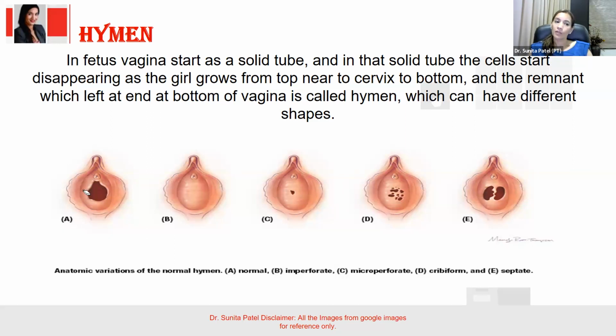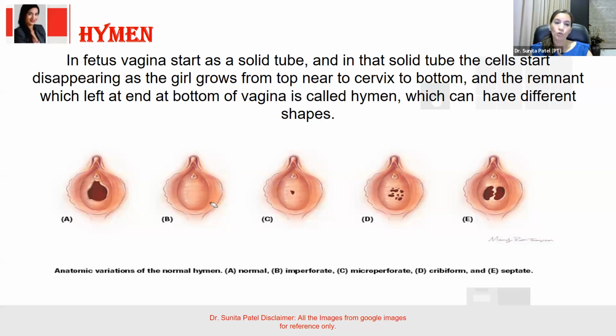With this kind of vagina, when the hymen is spread to the sides, it will not give her pain during penetration, and first-time sex or first-time penetration will not be painful. But this is normal, and the second type is imperforate.